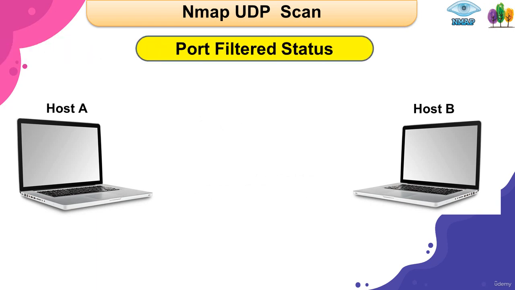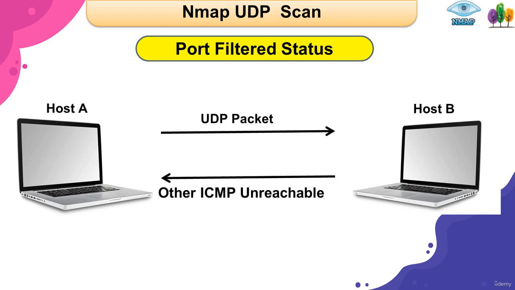Filtered status. Nmap sends a UDP packet to the target system, and if the target system sends other ICMP unreachable errors, the destination port is filtered. So the port may be open, but it cannot be operated on. It's likely that security software is blocking it.